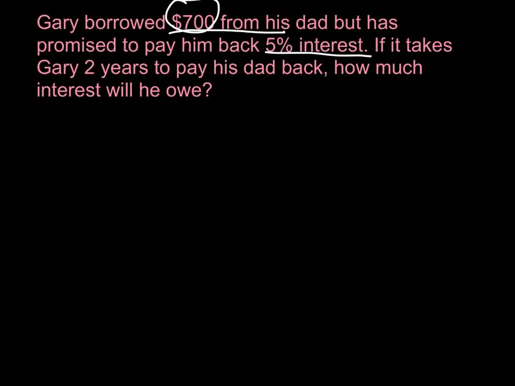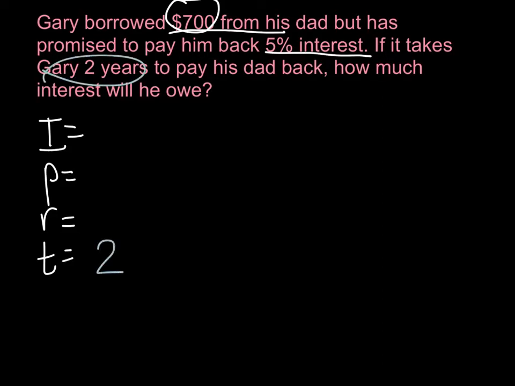Let's set this up using that formula quickly, okay? So I equals principal, rate, and time, okay? And I'm just going to look over here and say, okay, Gary said that he's going to pay back in 2 years. That's my T. I see that Gary borrowed $700. That's the principal. And then remember I said that that 5% was the tricky piece, okay?